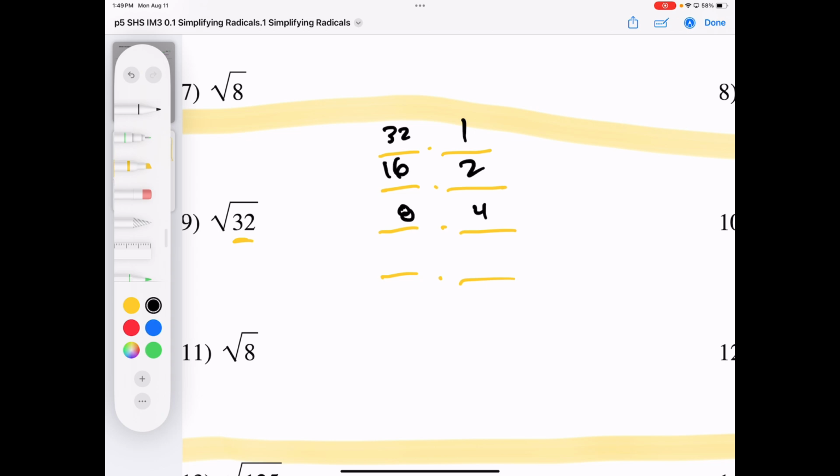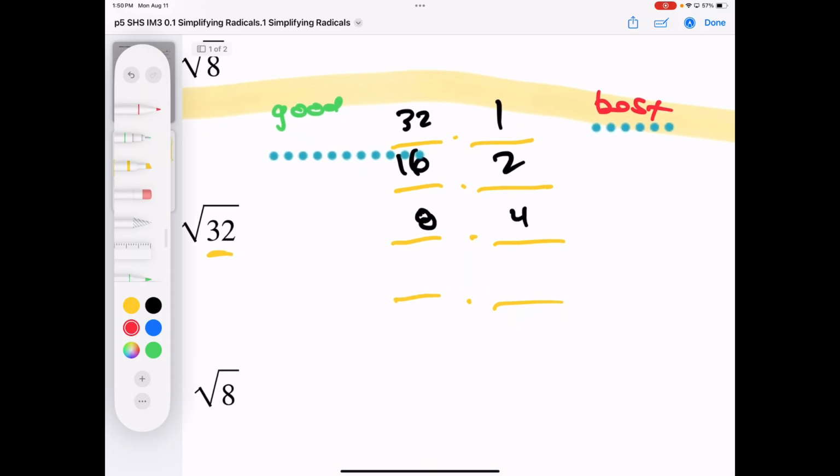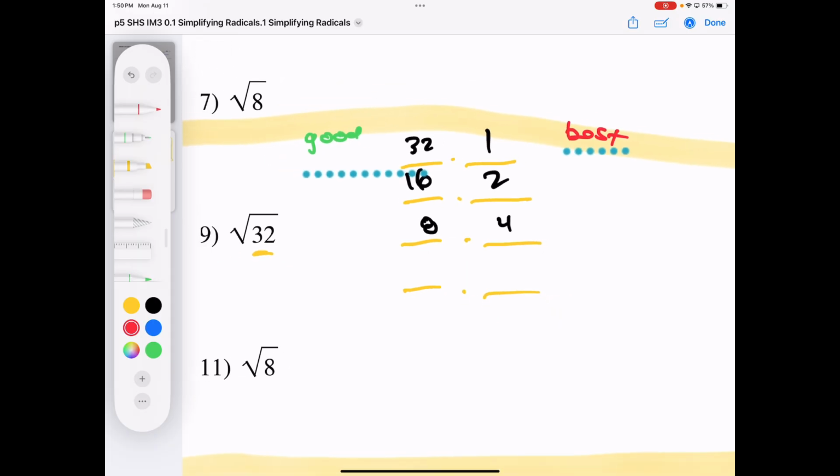Is that right? Okay, so there is one that is good, and there is one that's the best. Talk to your partner. Which pair is good, and which one's the best one? What do you think? Ready, set, go. 8 times 4. Raise your hand if you saw that.